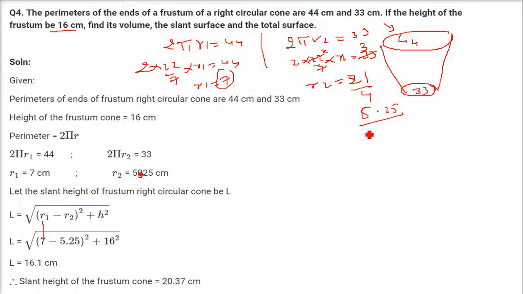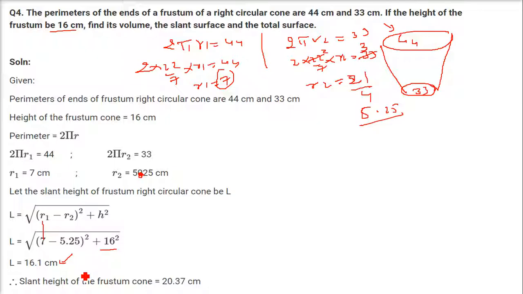Now, the slant height L is under root (R1 minus R2) whole square plus H square. So 7 we use here because this is 7 and this is 5.25. 7 minus 5.25 whole square plus 16 square. So the slant height will come as this value. I'll just try to compute it so that we can get the exact value. So this is 7 minus 5.25, which is equal to 1.75.